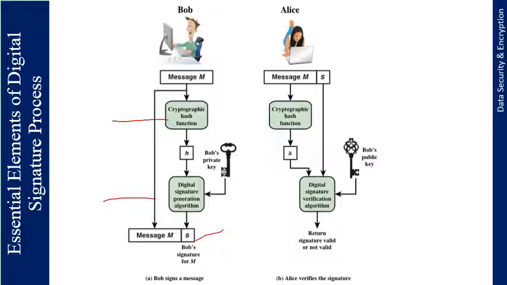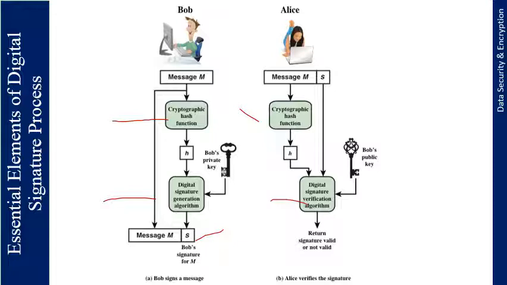When Alice receives the message plus the signature, she first calculates the hash value for the message and then provides the hash value and Bob's public key as input to the digital signature algorithm, which verifies whether the signature is authentic or not. If the algorithm returns the result that the signature is valid, Alice is confirmed that the message must have been signed by Bob.